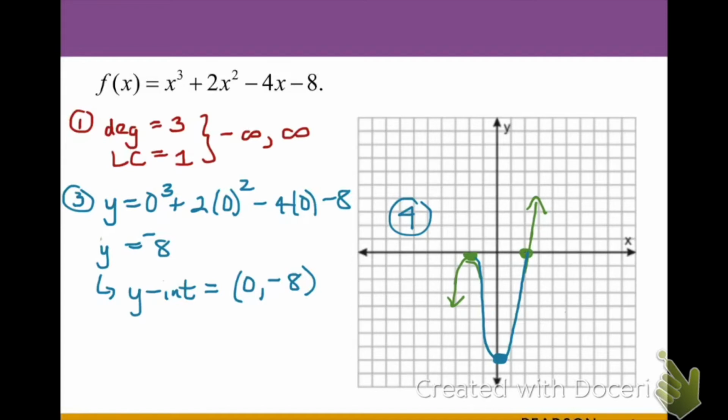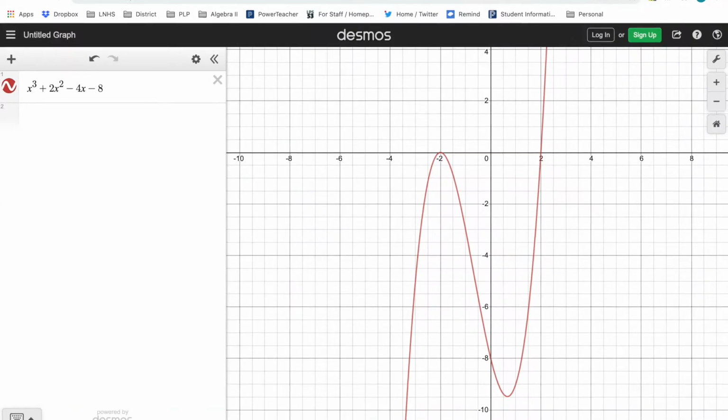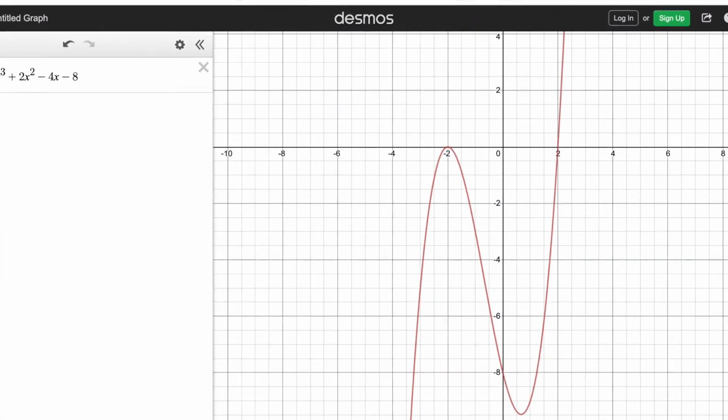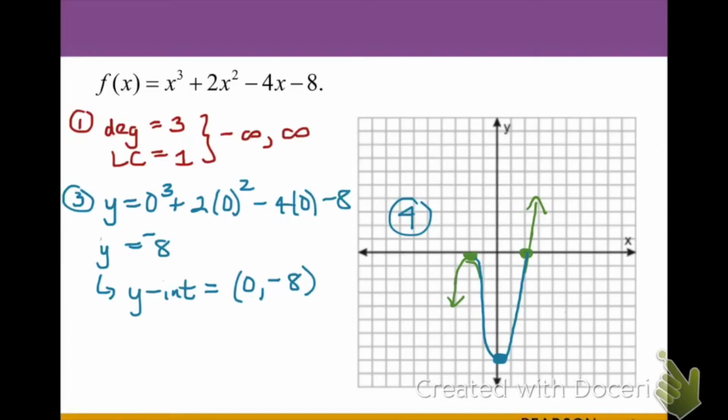And since this is a degree 3 polynomial, that means we can have at most 2 turns, and if we look at our graph, this has exactly 2 changes in direction, which means that we did graph it correctly. We can check our graph on Desmos by typing it in and making sure that our graph is close to what Desmos is telling us, if we'd like to check that out.